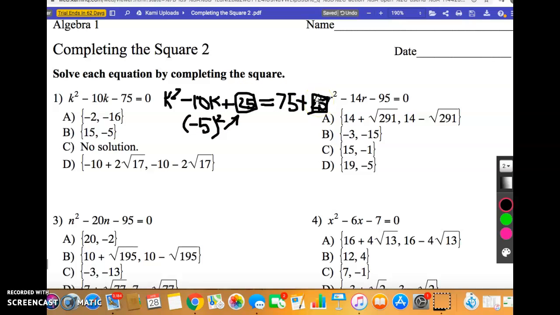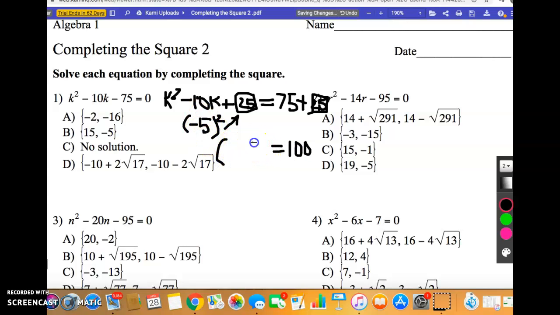Now we simplify things here. So the nice easy part, which I'll put here, is the right side. 75 plus 25 is 100. Okay, so there's your 100. And from what I saw, you were getting this, so stay with it. You can work this out.